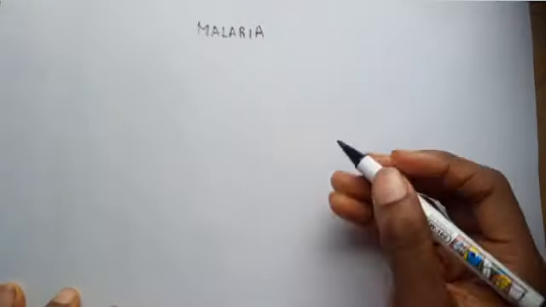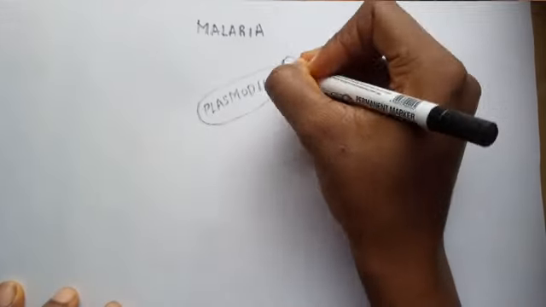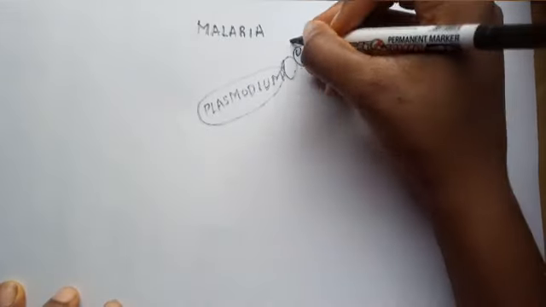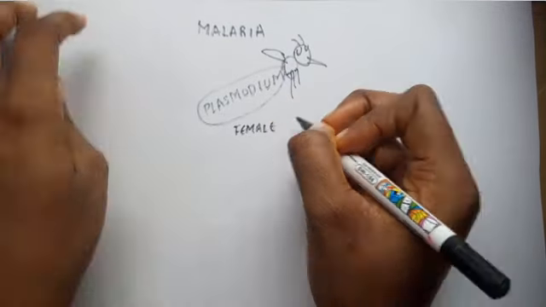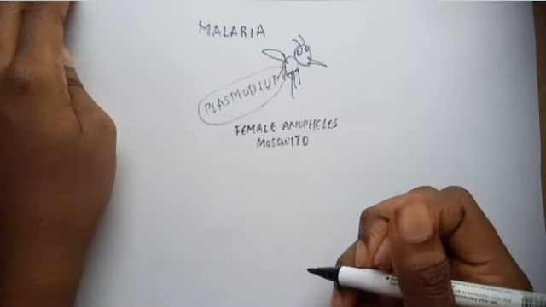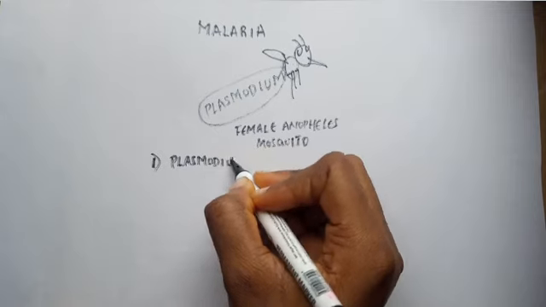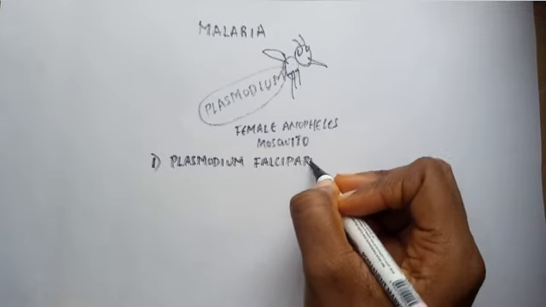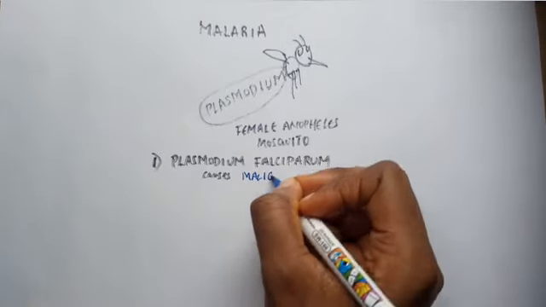Malaria is a disease caused by the parasite of genus Plasmodium, which is carried by mosquitoes, specifically the female Anopheles mosquito. There are 5 known species of Plasmodium parasite. We have Plasmodium falciparum, which causes malaria known as malignant tertian malaria.